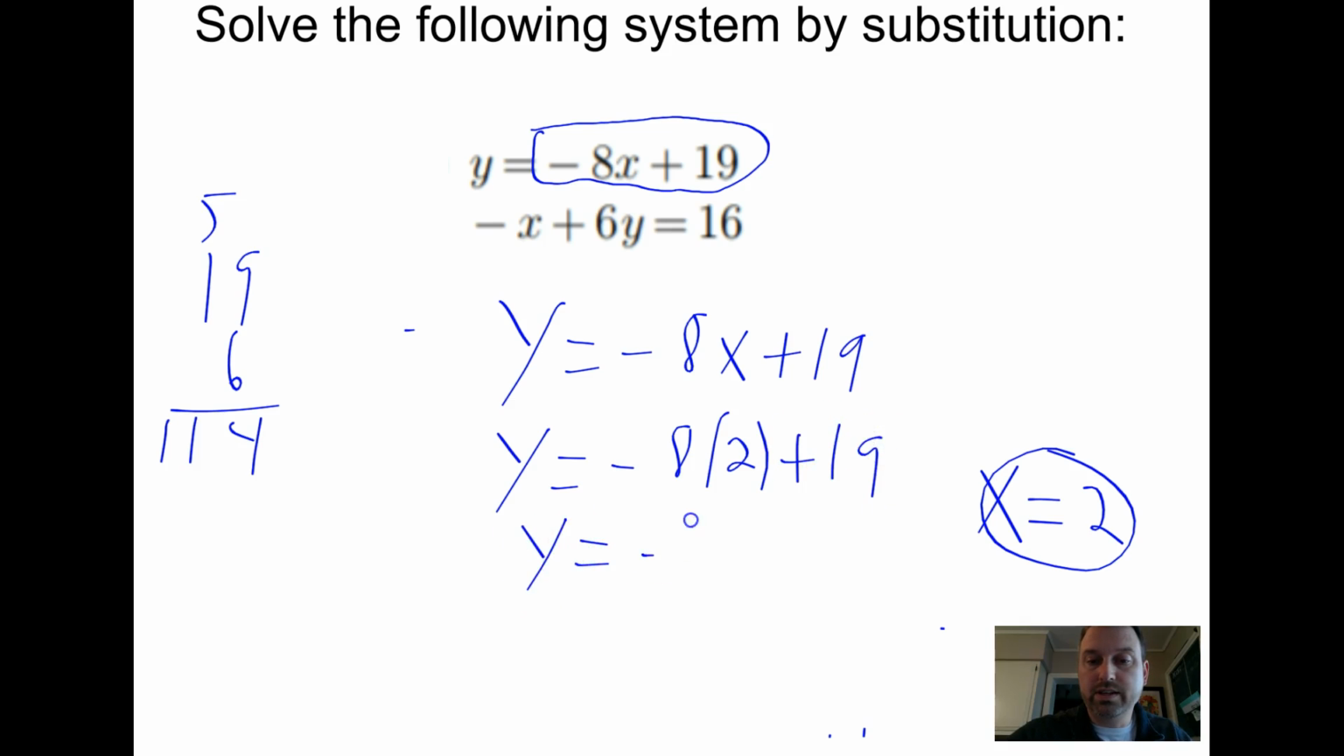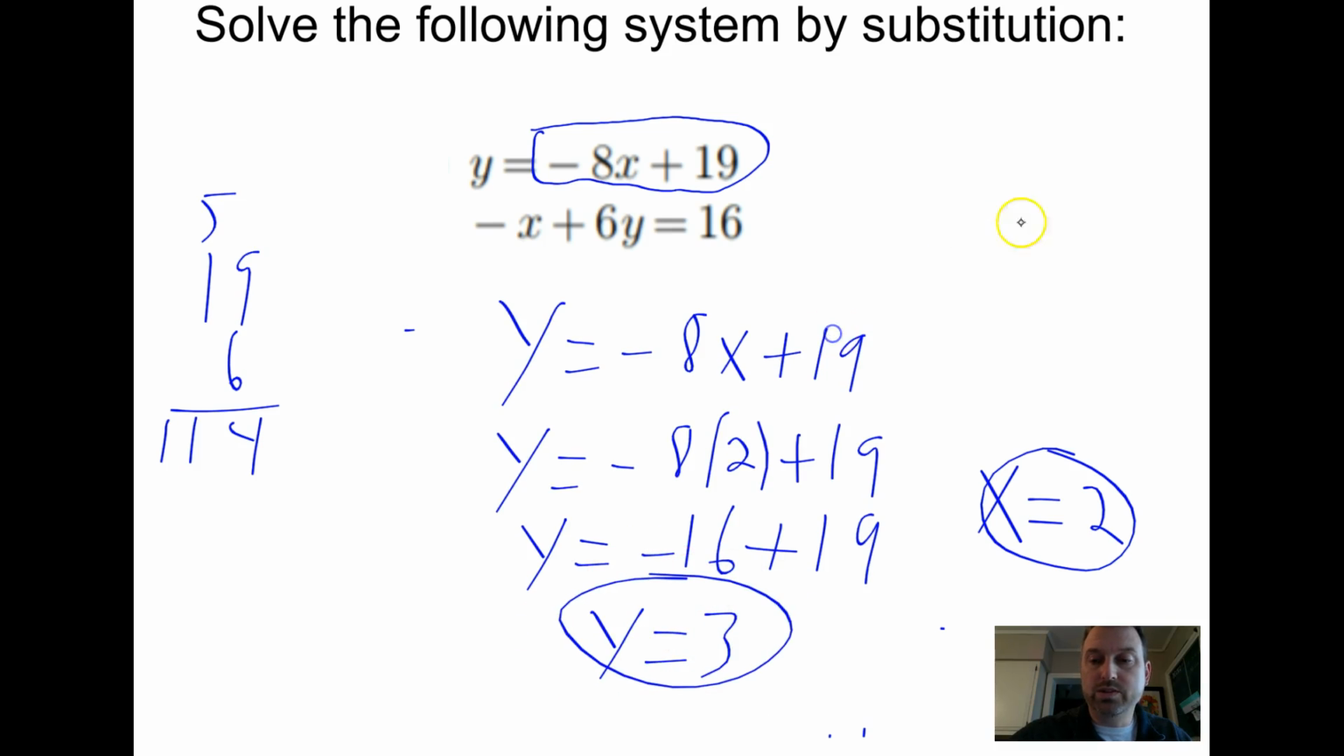y equals negative 16 plus 19. y equals 3. So once again, it's not just 2, it's not just 3. It's the ordered pair (2, 3). If you were to graph those two lines, that's where they'd cross.